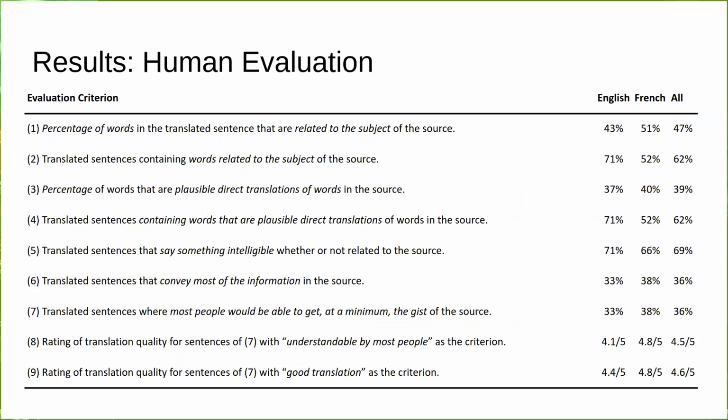For human evaluation, 1 and 3 are about how the sentences are conveyed, where the translation conveyed some plausible and related things to the source. And 2 and 4 are plausible direct translations of what is in those sentences. And 7 is where most people would be able to get, at a minimum, the gist of the source.